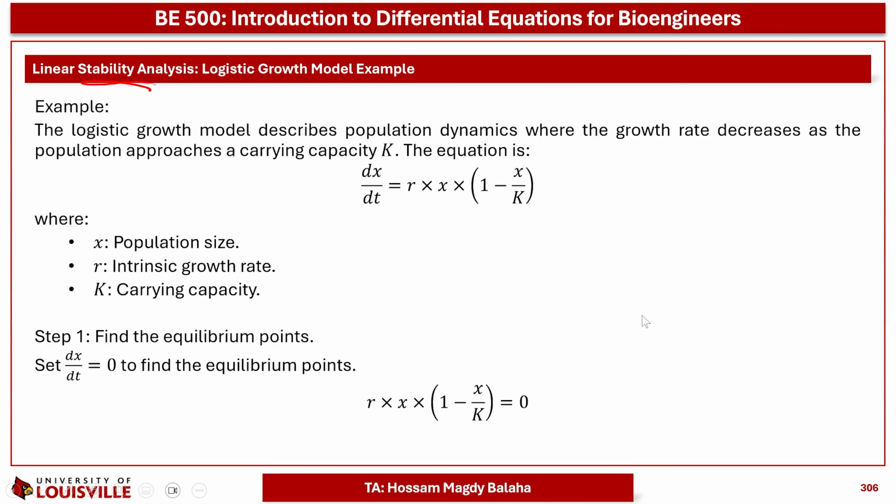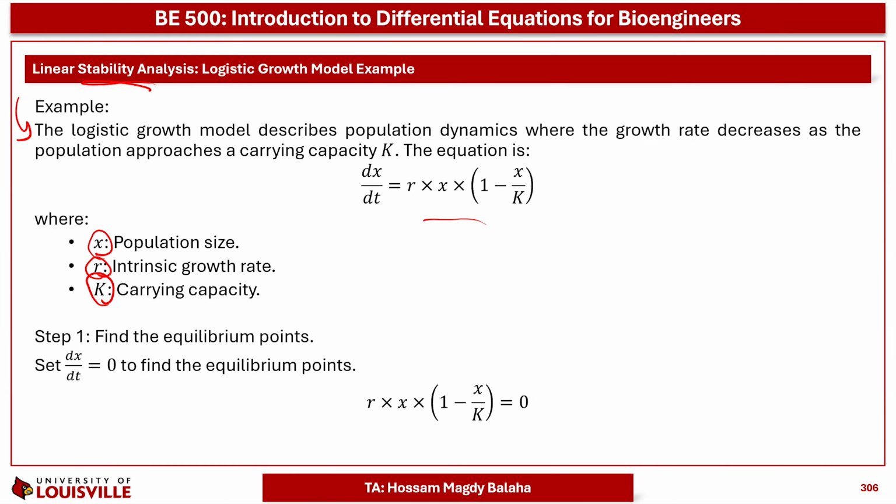In this example, it says, the logistic growth model describes population dynamics where the growth rate decreases as the population approaches a carrying capacity K, and we will use this equation: dx/dt equals Rx multiplied by (1 minus x over K), where x is the population size, R is an intrinsic growth rate, and K is the carrying capacity. As mentioned, we have three steps.